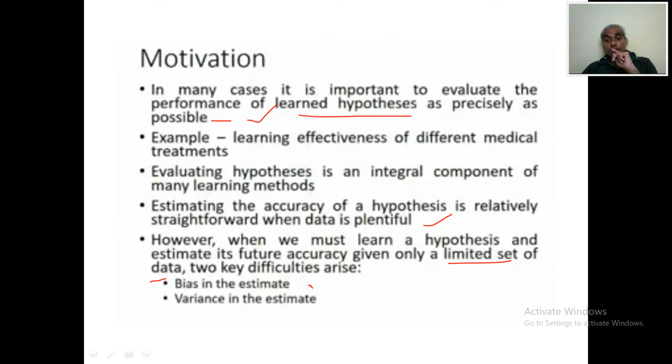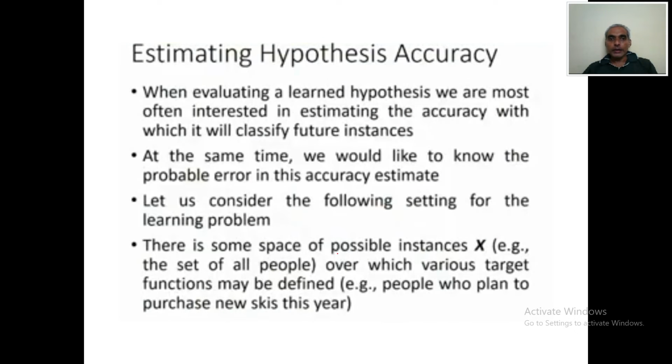There are two important difficulties. One is bias in the estimate. You know the meaning of bias. The second is variance in the estimation. Variance in the sense that you have some data set and for it your accuracy is good. Now you take another data set, and the accuracy changes. Another data set, and the accuracy changes again. The accuracy is not the same. This variance in the estimation is another important difficulty whenever you have a small amount of data.